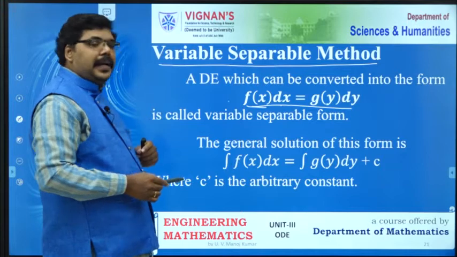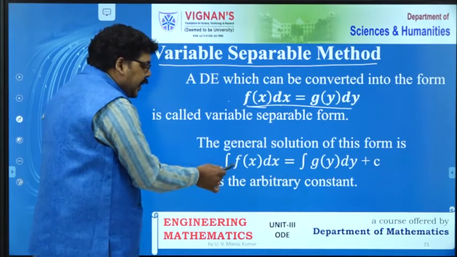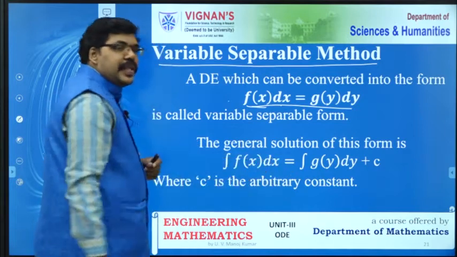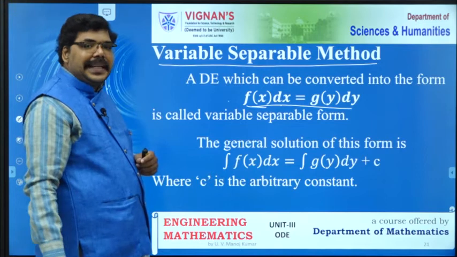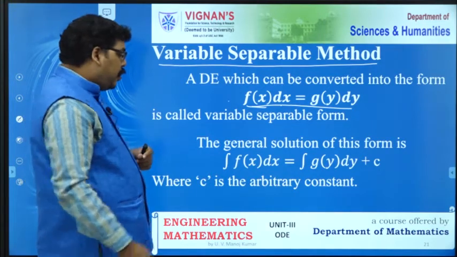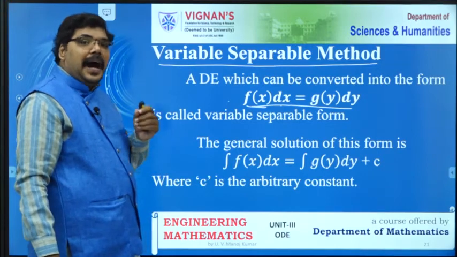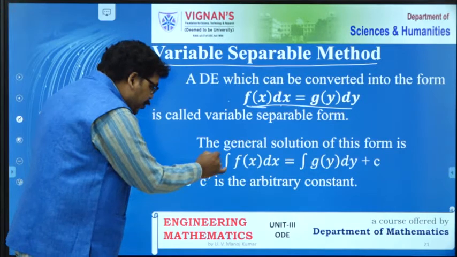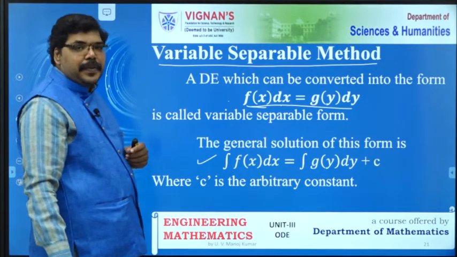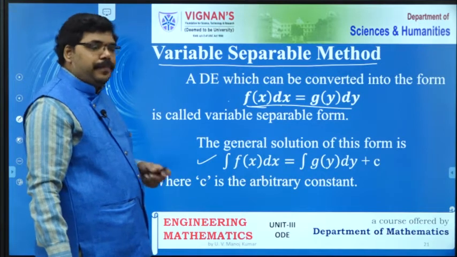When you integrate the equation on both sides, you will get the integral of f of x dx equals the integral of g of y dy, and we add plus c as the integration constant. This integration constant is nothing but the arbitrary constant in the general solution. So this is the general solution for the variables separable method. Okay, let us see an example.